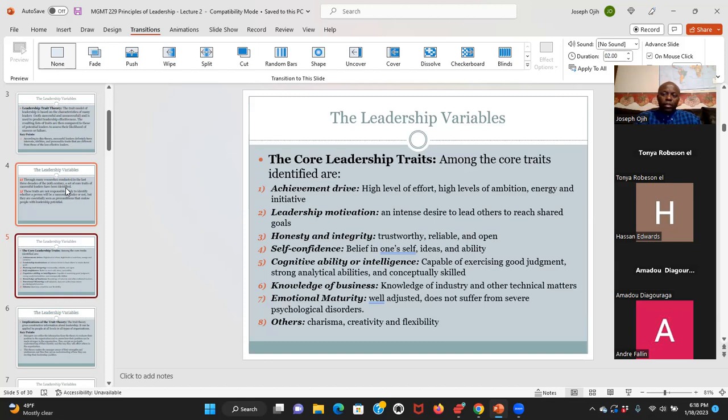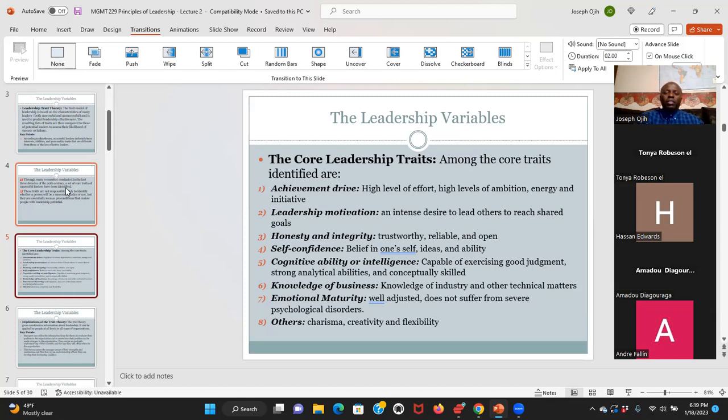So achievement drive: high level of effort, high level of ambition, energy, and initiative. These are some of the things that you see in a potential leader. They want to put excessive effort towards their end. They are very ambitious. They have energy, initiative, etc.